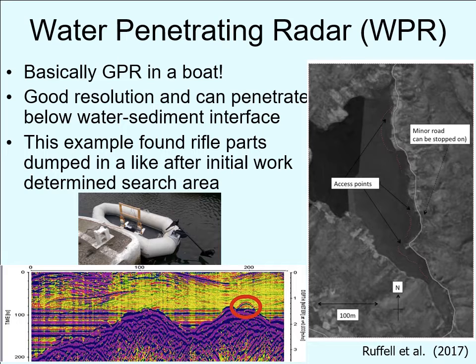And then it's an example of Alistair's work. You can see on the data on the bottom left, water is obviously at the top, and then you've got that strong signal from the bottom of the pond, and the actual rifle parts were detected, highlighted by that red circle there.